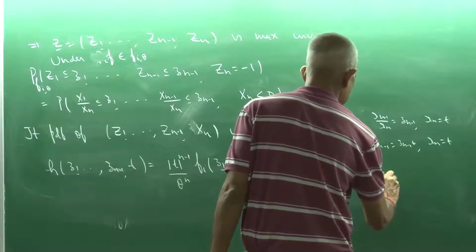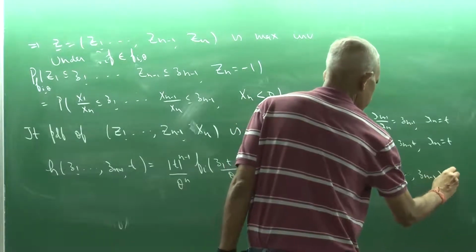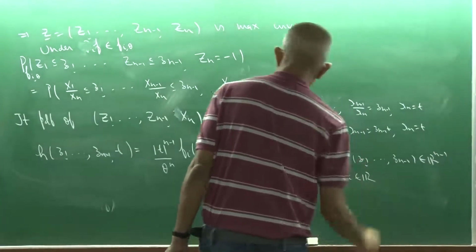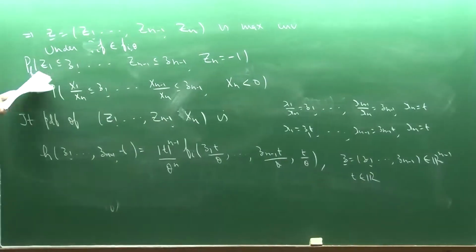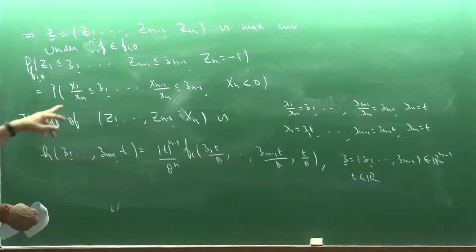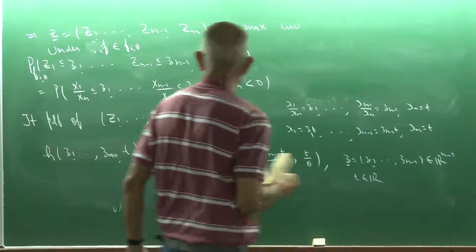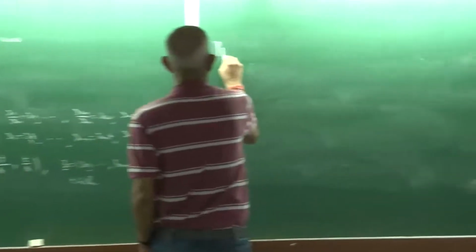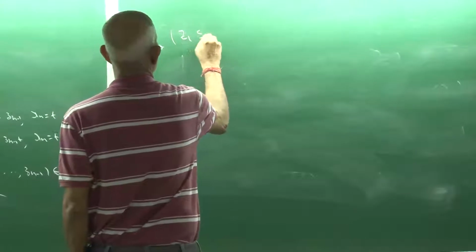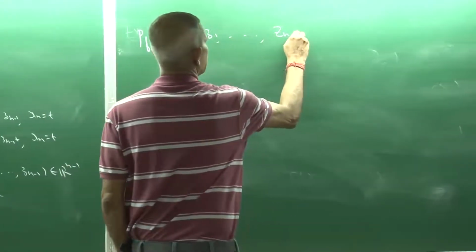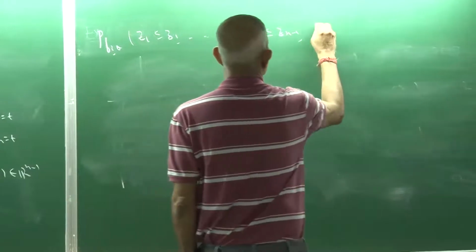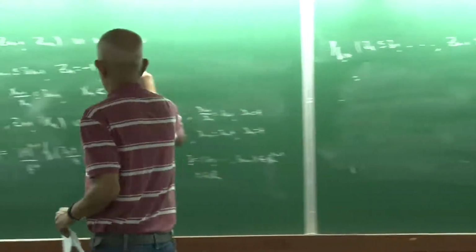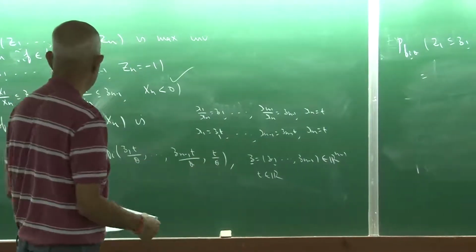Here z, which is z1, z2, zn minus 1, belongs to R to the n minus 1, and your t belongs to R. So I have to get this probability. So the probability under Fi theta that z1 is less than or equal to z1, ..., zn minus 1 is less than or equal to zn minus 1, and Zn is equal to minus 1. That means xn is negative. That means here t would go from minus infinity to 0.